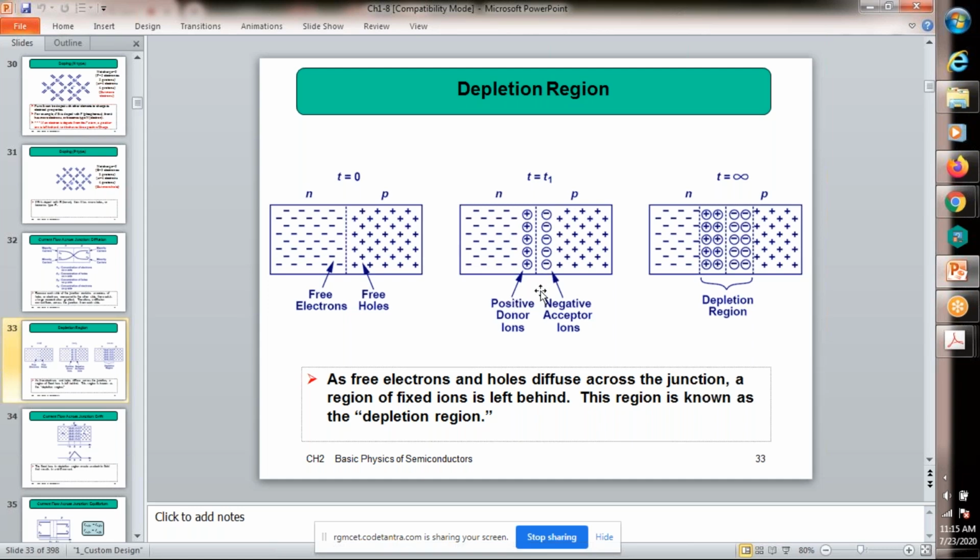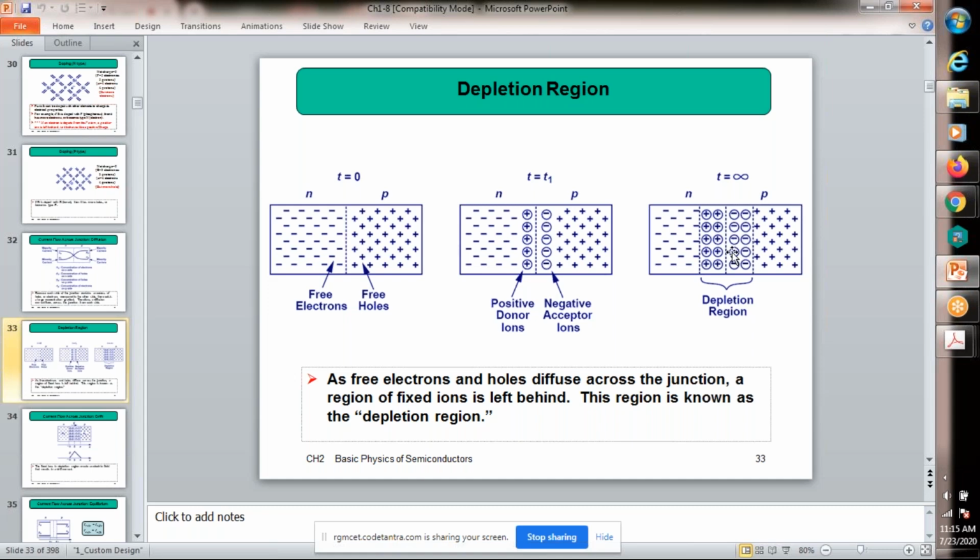There are no charge carriers here; this is the depletion region. On the left side there are positive ions and on the right side negative ions. As time passes, this depletion region increases. The width of this depletion region increases. That indicates holes from the right-hand side come to the left. Similarly, electrons go from left to right. Slowly, the diffusion current increases.